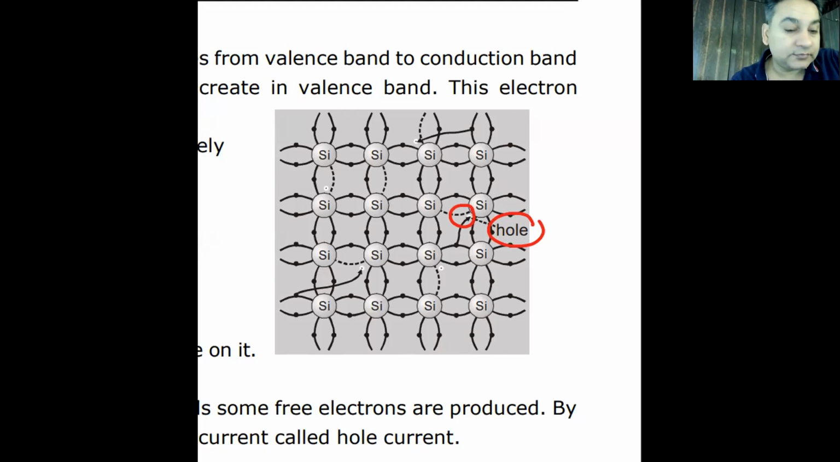Now, what is a hole? Looking at the picture, can you tell me what is a hole? Just looking at the picture, the picture that I'm showing you right now. Obviously, it's not RRR. It's better than RRR, right? Yes or no? Or RRR is better. This picture is better or RRR? RRR. Okay. Chalo. What is a hole then?